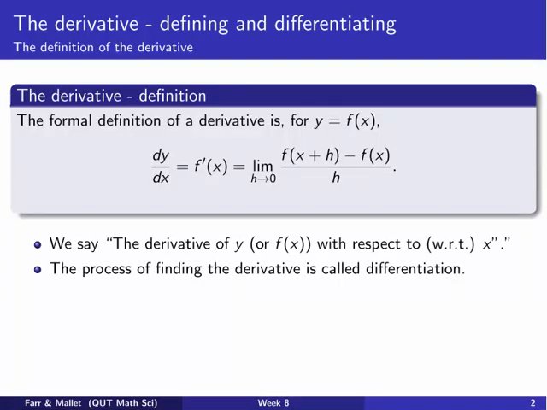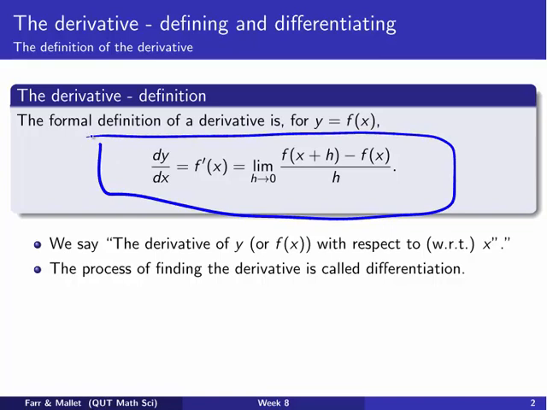Formally, or mathematically, we define the derivative of a function y equal to f of x in this way here. Now, it's quite messy, but don't worry about that. First of all, we've got two different ways of writing the derivative. The first one here, dy dx, and the second, f dash of x, mean pretty much the same thing if y is equal to f of x. So they're just different ways of writing the derivative of the function.